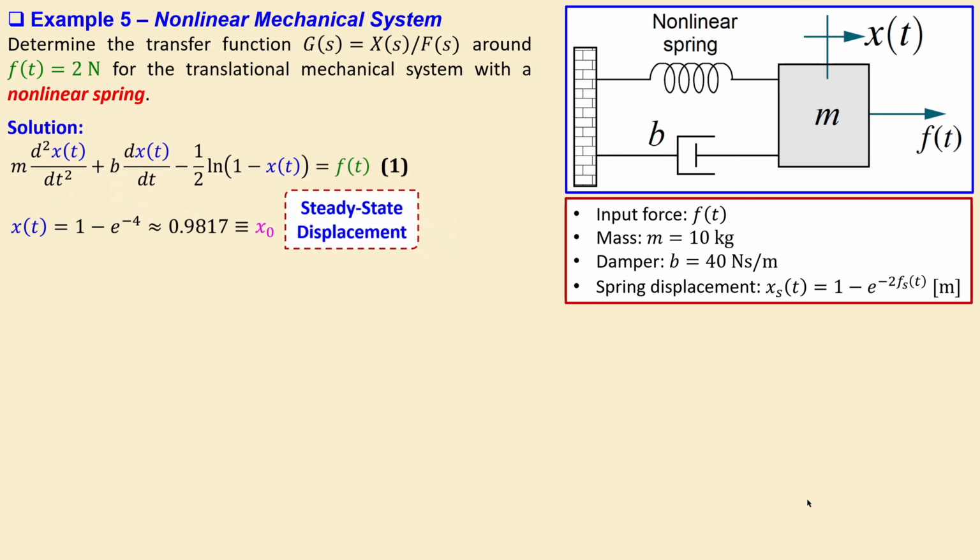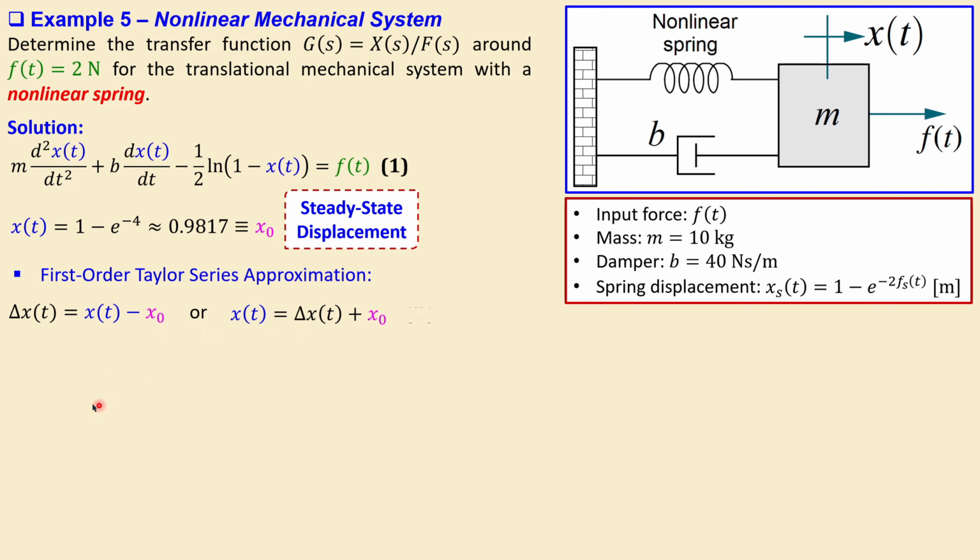Okay, let's bring this together. The next one is the approximation. Now for that, we use a Taylor series approximation, and again, first order. So don't make life too complex. Let's see what we get from this. So delta x again, small change from our steady state displacement, or we can write it like that.